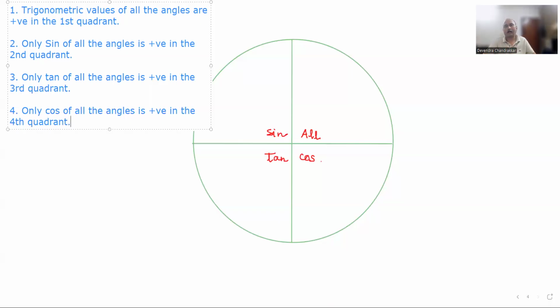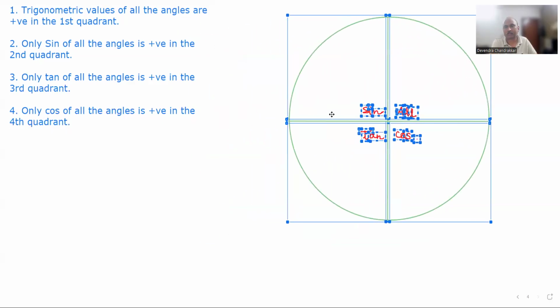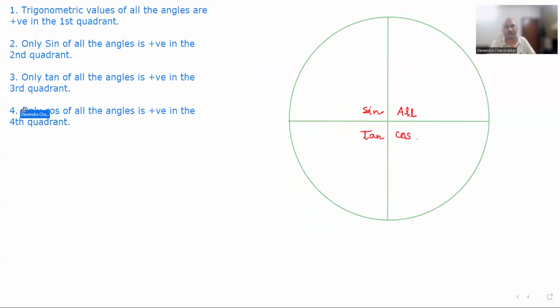So how do we learn this? So just remember it like this: all sine, tan, cos, starting from the first quadrant, going anti-clockwise till fourth quadrant. Okay? All of you, please pay attention. So if I ask you, what will be the nature of the value? Nature का मतलब positive है कि negative है?